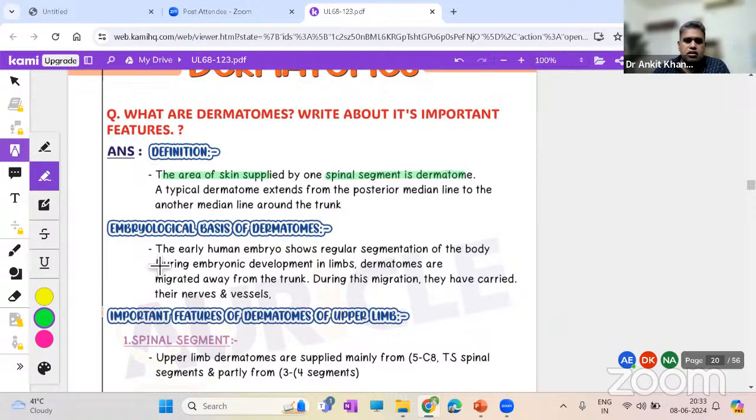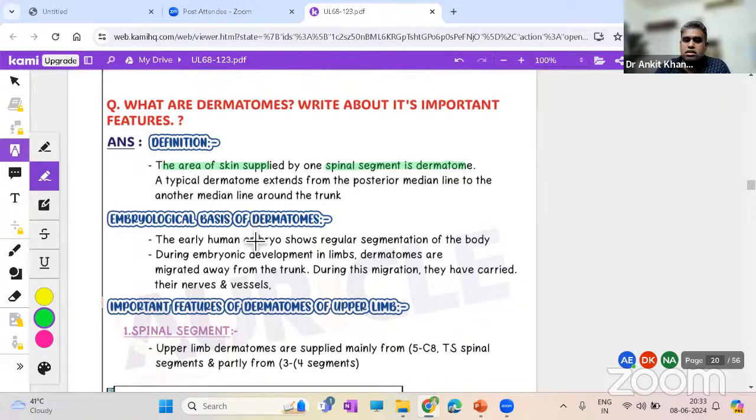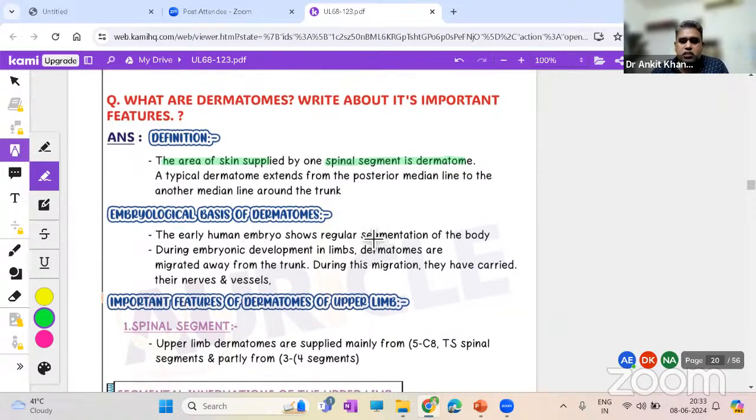Embryological basis of dermatome: you have to understand that the embryo shows segmentation of the body. You'll understand later on. During embryonic development in the limbs, dermatomes are migrated away from the trunk. Basically, in the first lecture I said that upper and lower limbs are appendages, they are coming out from the body. So when they come out of the body, they obviously will pick up vessels and nerves along with them. This is how the dermatomes have developed. I'll show you an image later on.